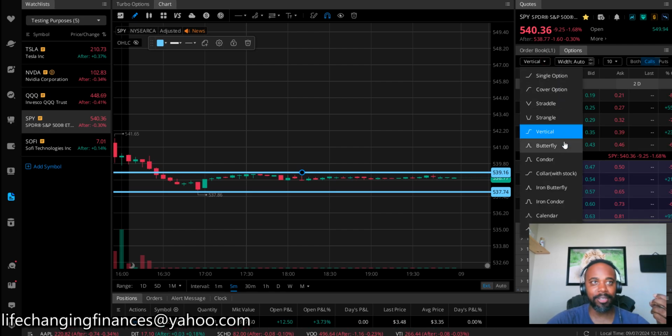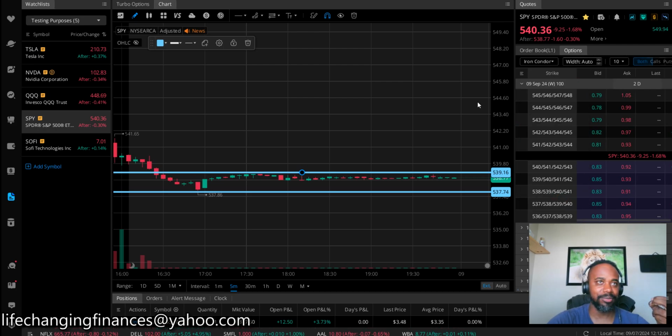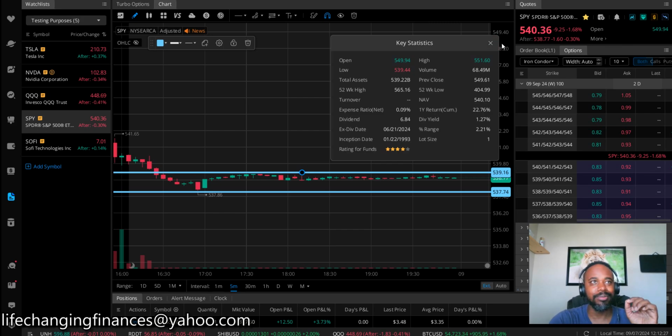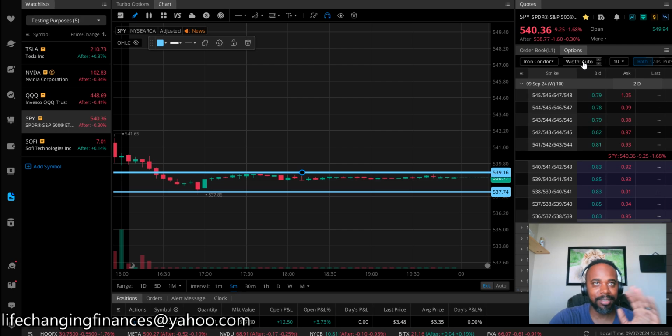Now, let's talk about iron condors, right? So iron condors are pretty much two sides of the spectrum, for example, and you'll notice here the width. Now you can change this width to 2. You can change it to 5, 6. I usually stick with ones for the most part. Twos, I'll use twos, but I'm just going to stick with the auto. So essentially, if the price is $540, I like to have this 540 kind of in the middle, for example. So I would go with something like this.